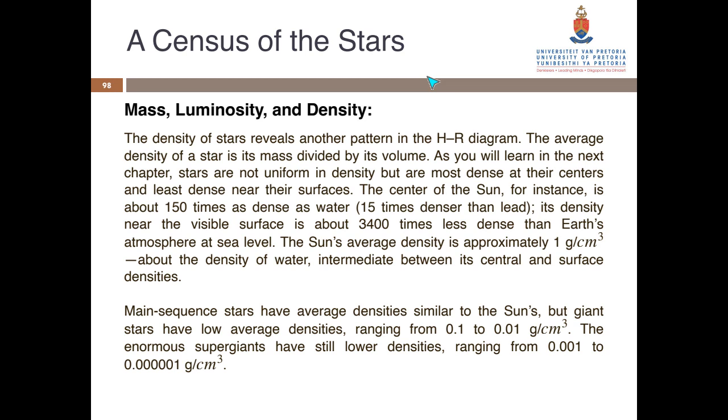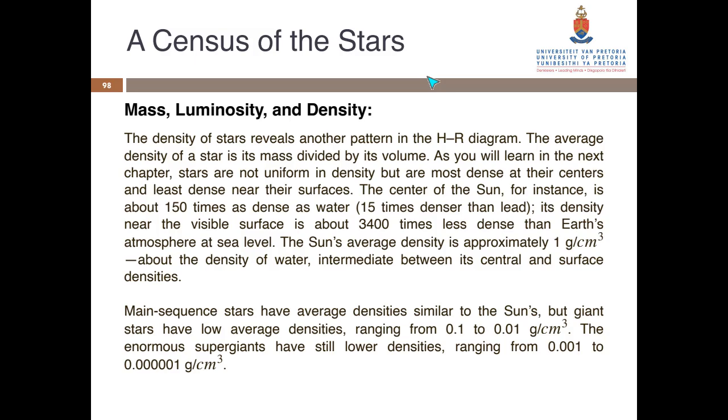The center of the sun, for instance, is about 150 times as dense as water, so about 15 times denser than lead. Its density near the visible surface is about 3,400 times less dense than Earth's atmosphere at sea level. So the sun's average density is approximately 1 gram per cubic centimeter, about the density of water, an intermediate between its central and surface densities.